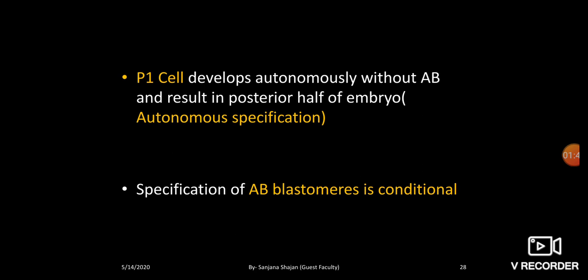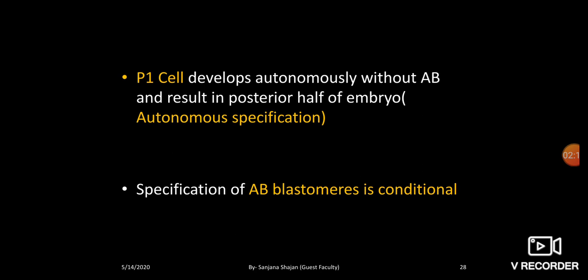In C. elegans, the thing you have to remember is that both the modes are seen if the two blastomeres are experimentally separated. You have this cell, the P1 cell. The P1 cell develops autonomously without the AB cell and results in the posterior half of the embryo, and this is referred to as autonomous specification.